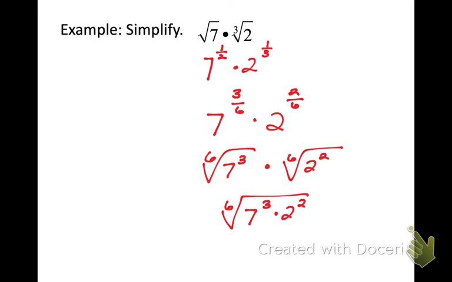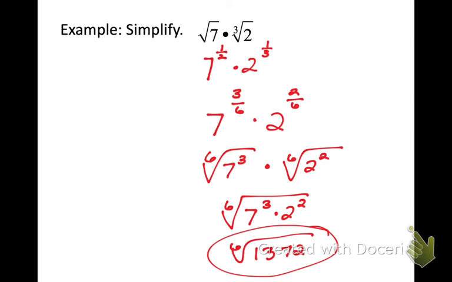So I'm going to get my calculator out to do that. 7 to the 3rd times 2 squared is the 6th root of 1,372. Okay, so if you don't have like indexes, you don't have like radicands, then create rational exponents, create common denominators, and then take it back to being a radical. Okay, that concludes your notes.